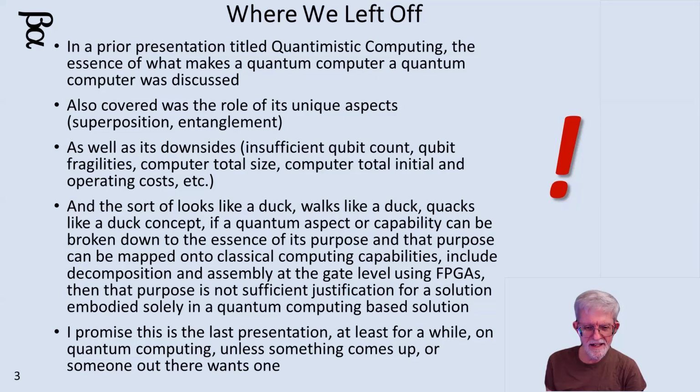The old saying is, if it looks like a duck, walks like a duck, quacks like a duck, if I can get the useful aspects of quantum computing mapped onto classical computing, as computers or add-ons to computers through field programmable gate arrays, then that's probably sufficient. If you can make it perform the same function, it doesn't matter whether it's quantum scale or not, it's performing the function.